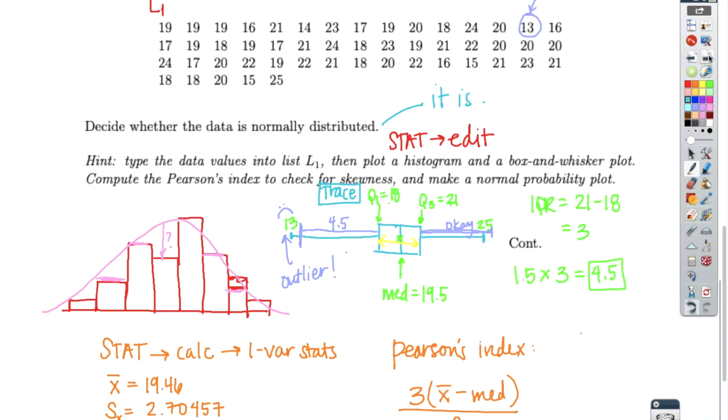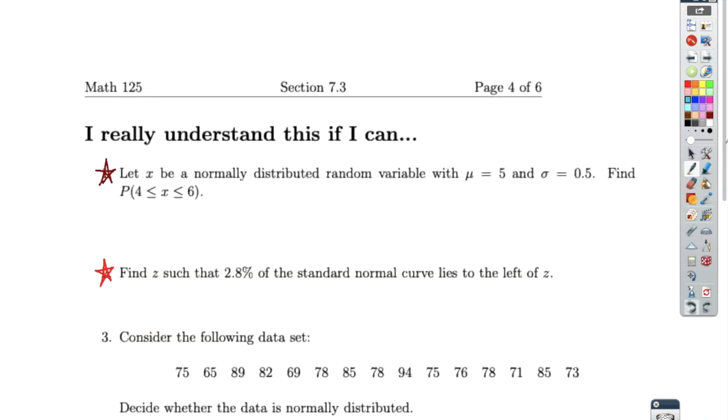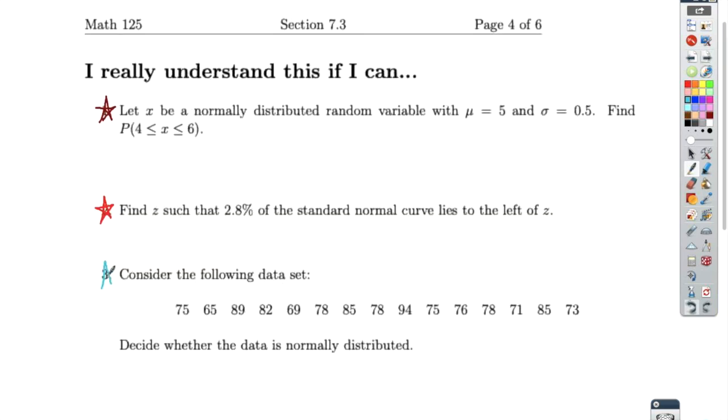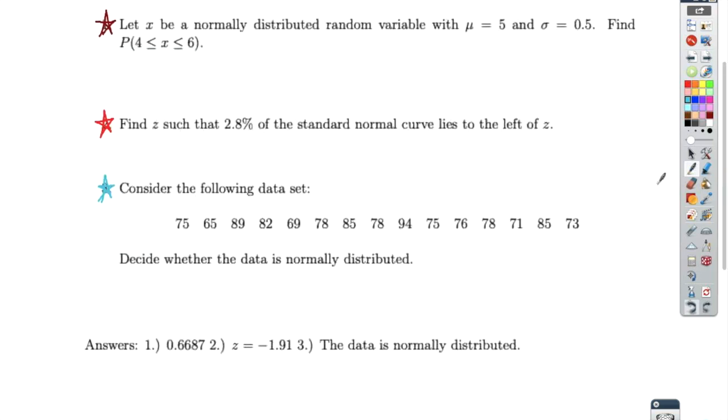Okay, so at this point, you can try this, I really understand this problem number 3. Now this is a way smaller data set, but you can pause the video now, put this into list 1, clear list 1, and put this in and do the exact same 4 tests and decide whether the data is normally distributed. You might be asked to do this on the next exam, so make sure that you go through all 4 of those tests, even though it's rather tedious.